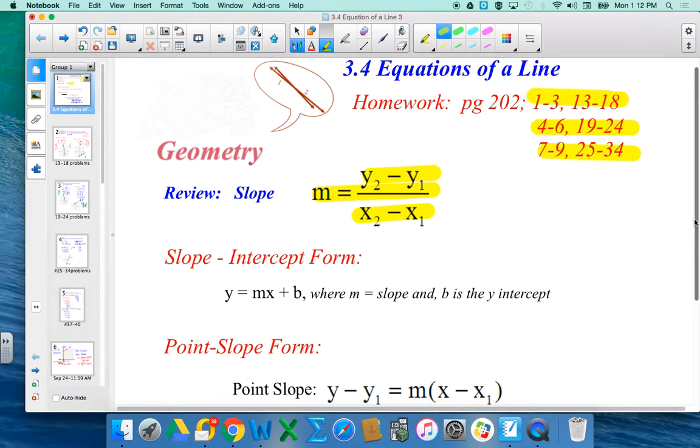Okay? So today we're going to be talking about slope-intercept form of a line. Y is equal to mx plus b, where m is equal to the slope and b is equal to the y-intercept. Some of the homework exercises are worked using this, but most of them are not.